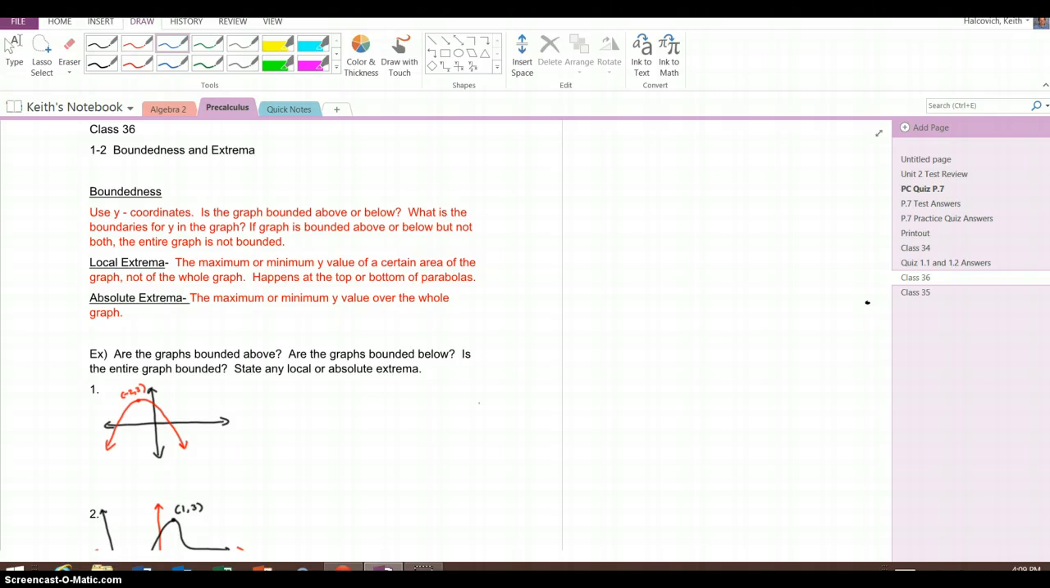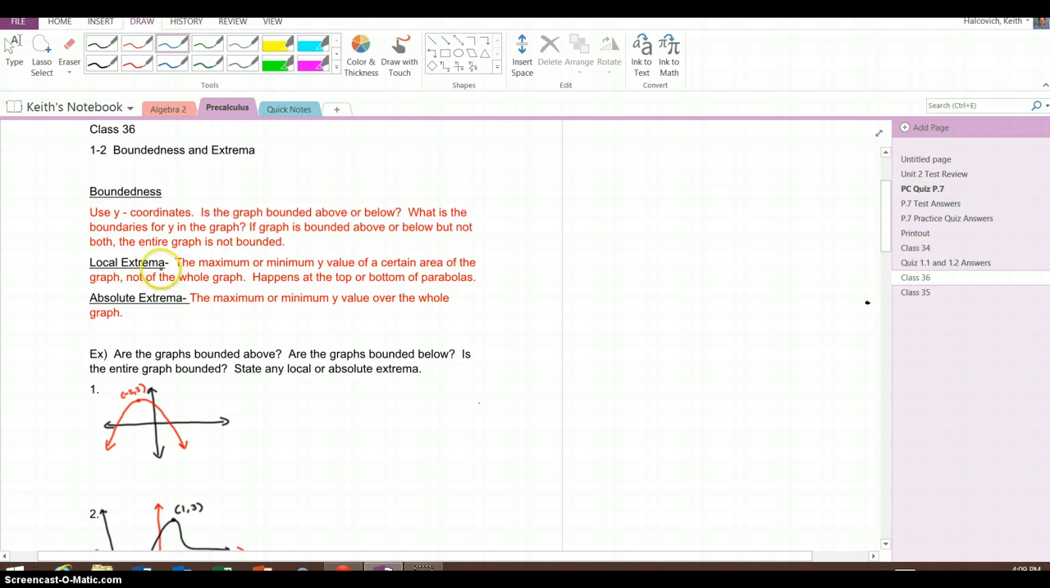For boundedness, you would use the y coordinates to determine it. Some questions to ask: is the graph bounded above or below? What are the boundaries for y in the graph? If the graph is bounded above or below, but not both, then the entire graph is not considered to be bounded. I'll explain that when we get to some examples.